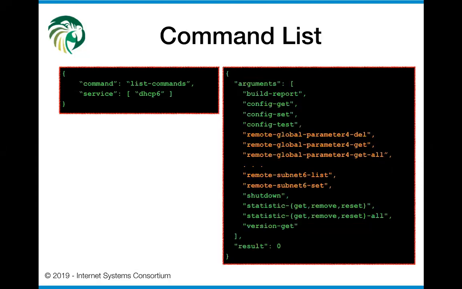So when you give this list-commands command to a server without the config backend, you're going to get a number of commands that are available to you through the JSON, through the REST interface. When you turn on the CB commands module, the CB commands hook, you're going to have a number of new options added. They're going to be remote, dash, and then the actual command that's going to be executed. So in this case, we see remote-global-parameter for delete, global-parameter for get. All of these are new, and they are available only through the config backend commands hook.